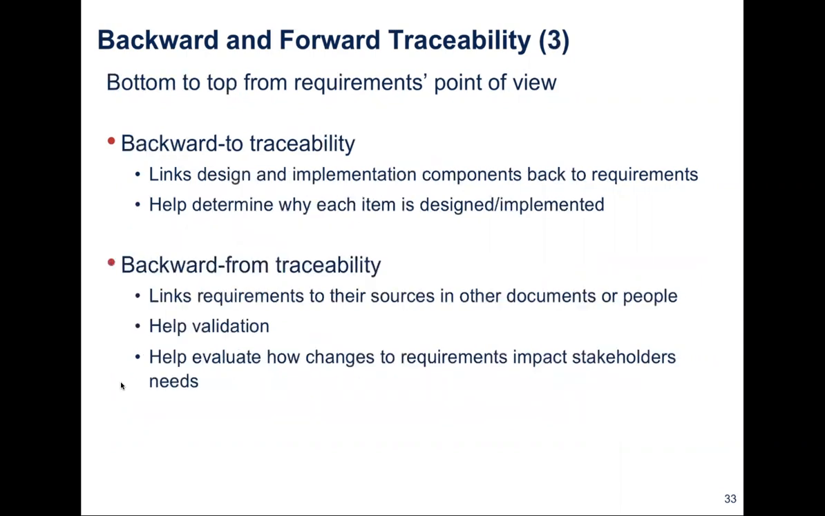If we look now not from top to bottom but from bottom to top from the requirements point of view, we are talking about backward traceability. Backward traceability could be backward-to, or it could be backward-from. Backward-to traceability links design and implementation components back to the requirements. It helps in determining why each item is designed and implemented. On the other hand, backward-from traceability links requirements to their sources in other documentation or people. Again, backward-from traceability helps in validating requirements and also evaluating how changes to a requirement impact stakeholders' needs.